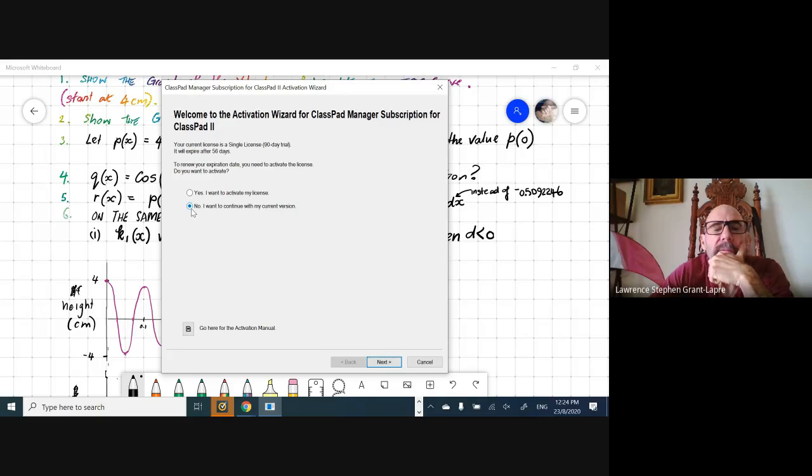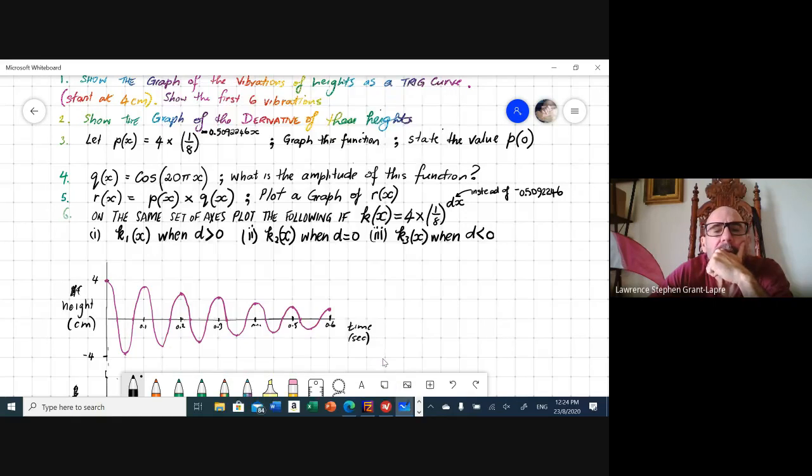No, continue with my current version. Will it work? Not sure. Have to have faith that it's opening in the background. Meanwhile, I'll put that onto my calculator as U tan 2 in the graph function y equals 4.